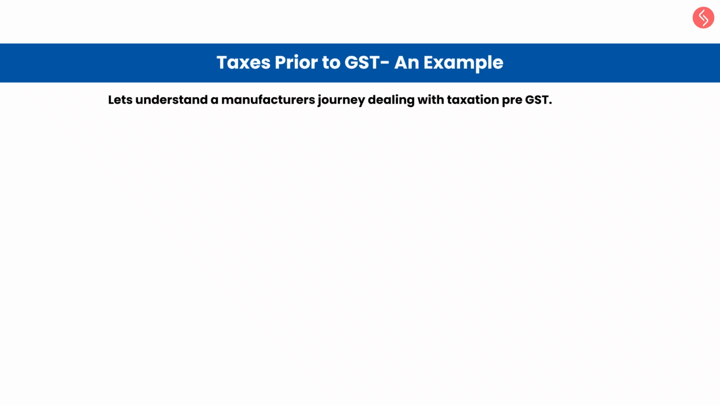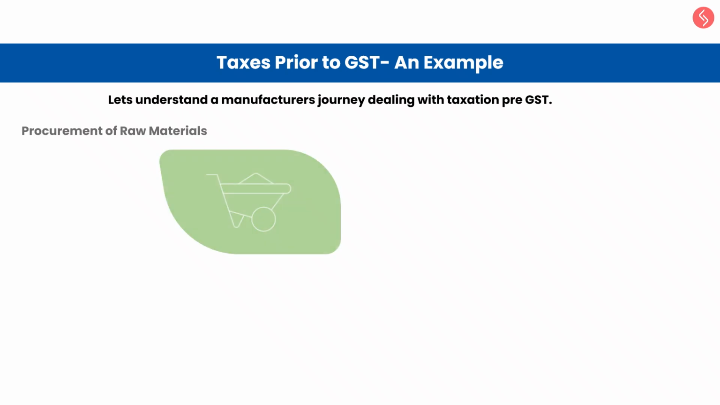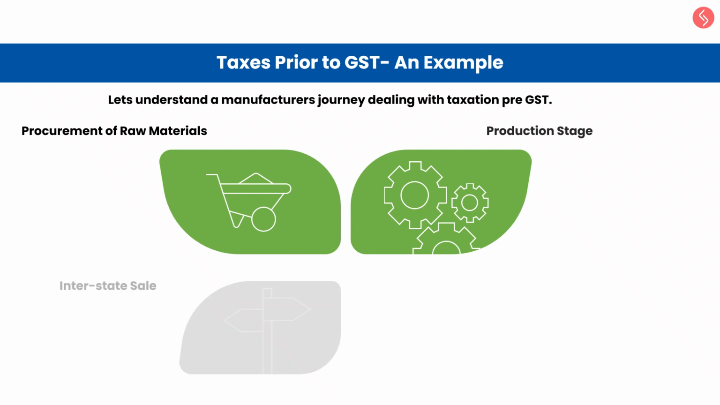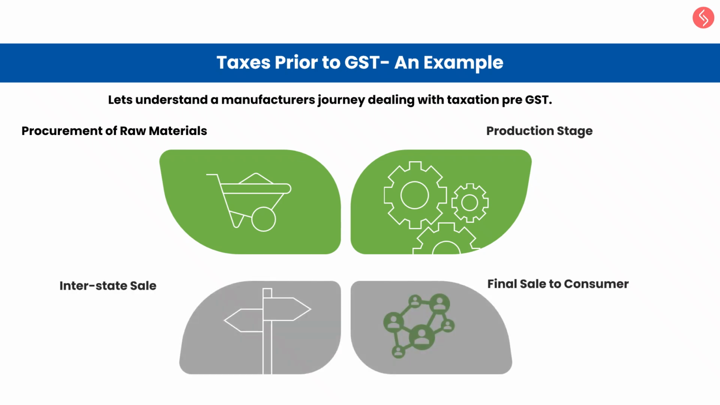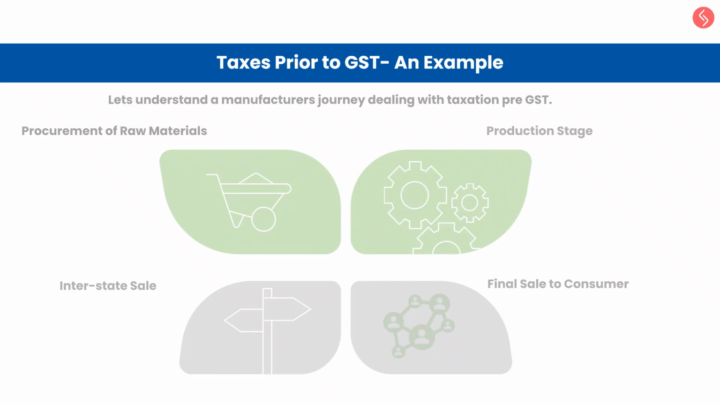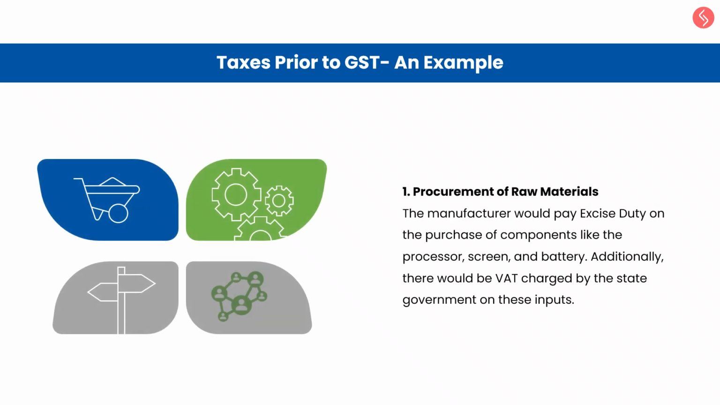Let's look at an example of a mobile phone manufacturer and understand his journey dealing with taxation pre-GST. Procurement of raw materials. Production stage. Interstate sale. Final sale to consumer. Procurement of raw materials. The manufacturer would pay excise duty on the purchase of components like the processor, screen, and battery. Additionally, there would be VAT charged by the state government on these inputs.